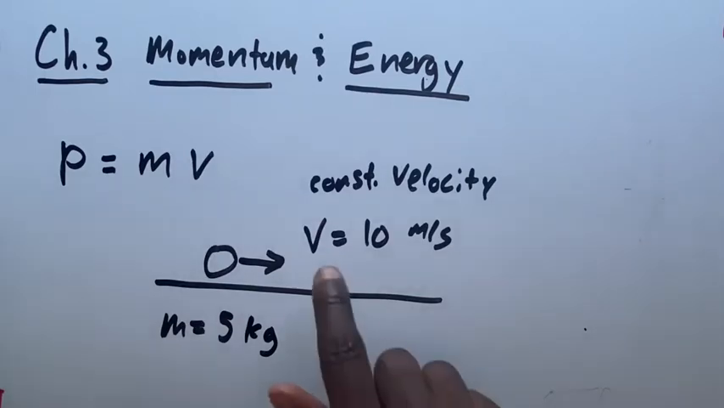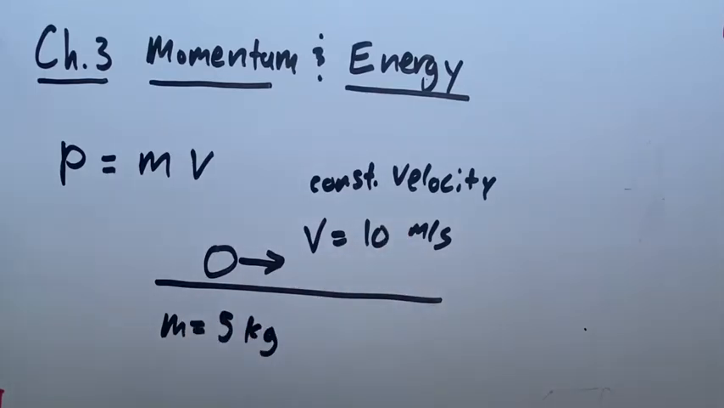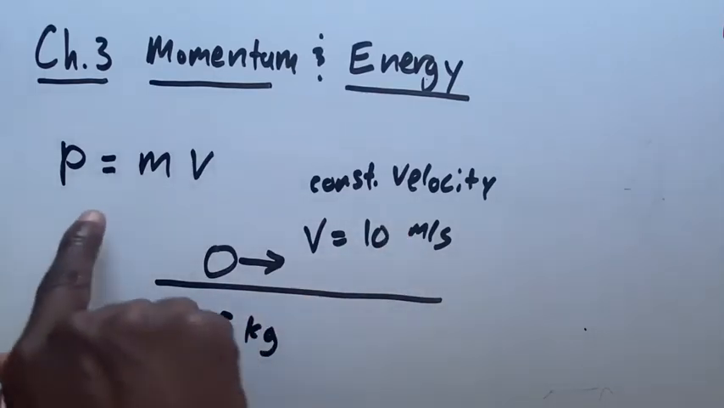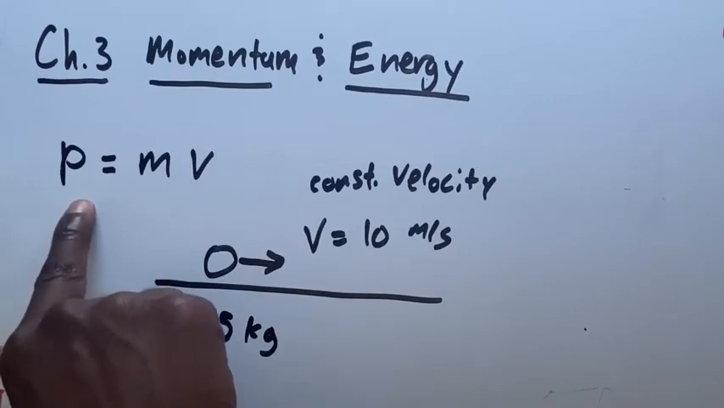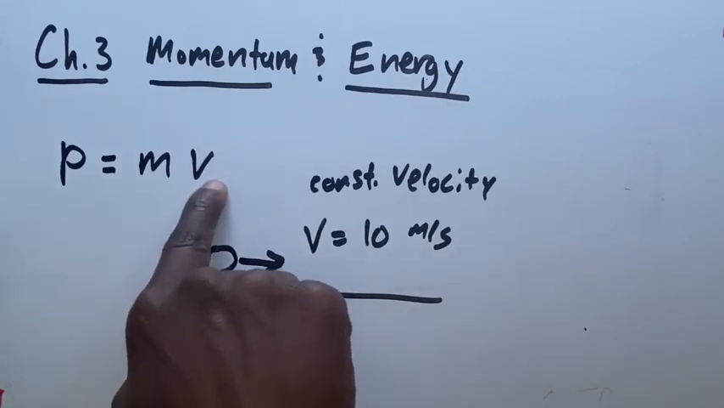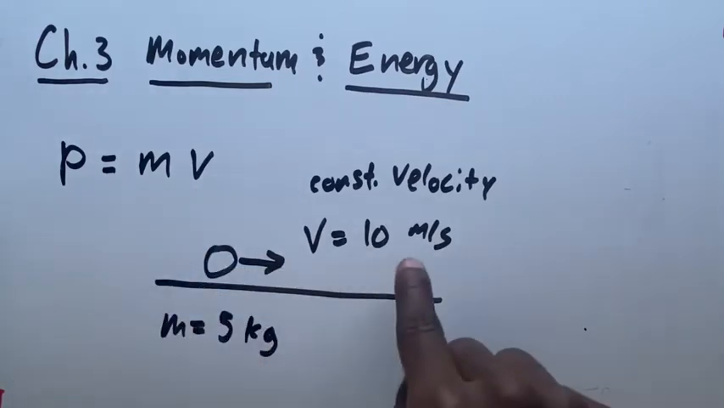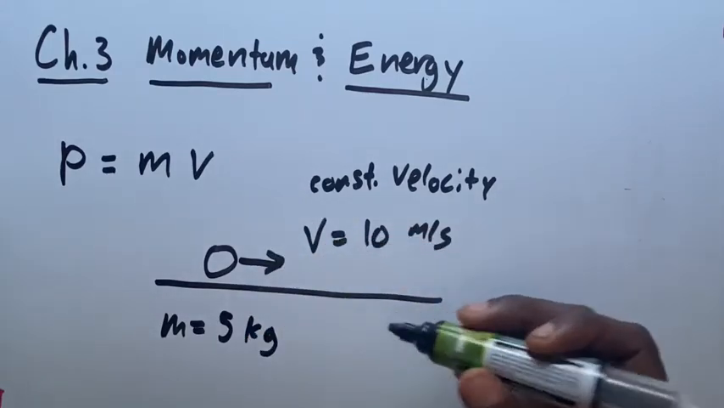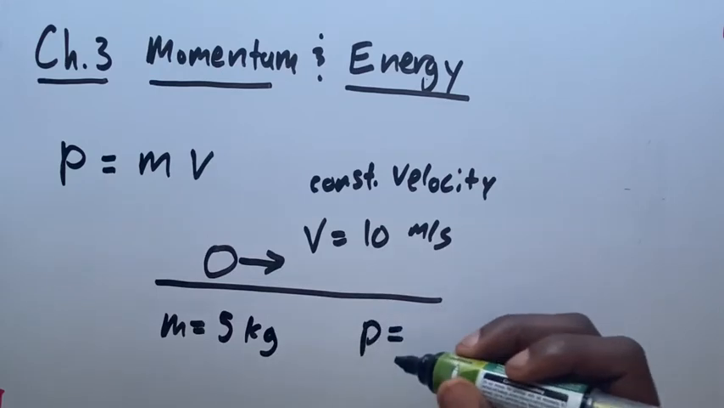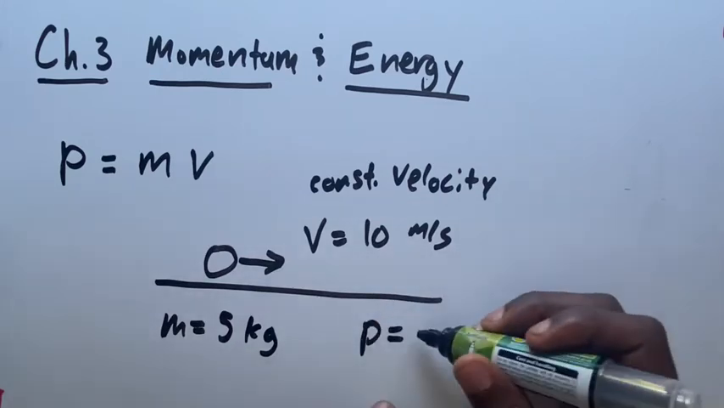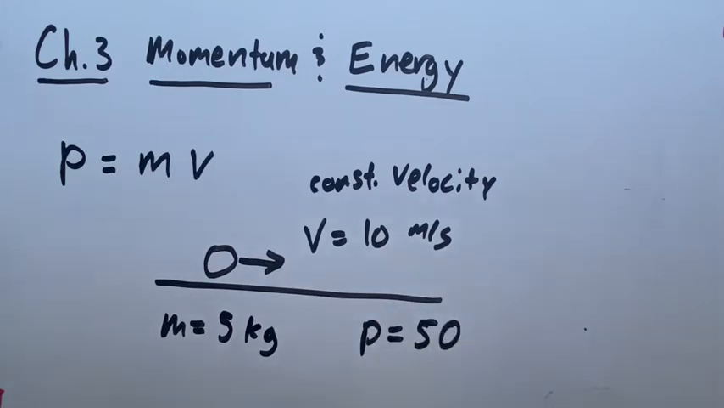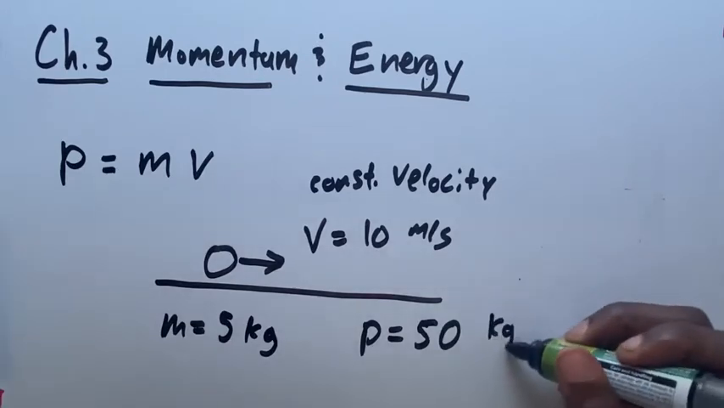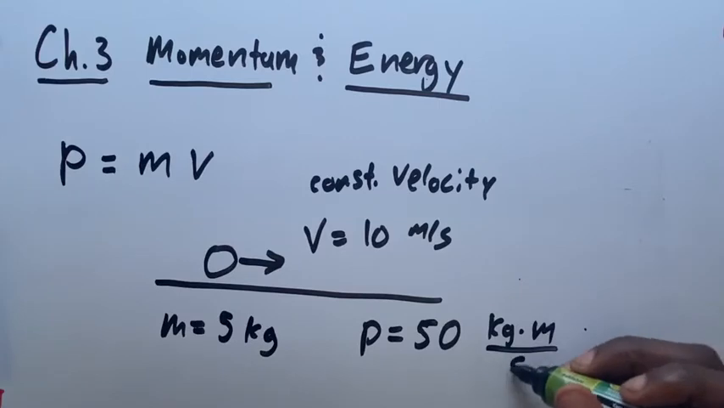Well, then what would the momentum of this ball be? Well, it's pretty easy, right? The momentum, P, would be the mass times the velocity. And so it would be basically 5 times 10. So this ball has a momentum of 5 times 10, which is 50 kilogram meters per second.